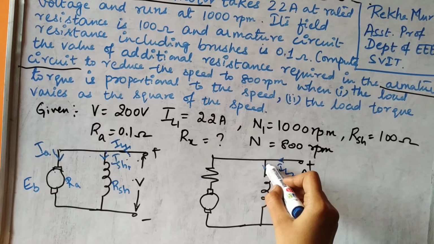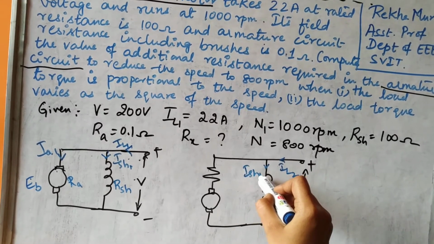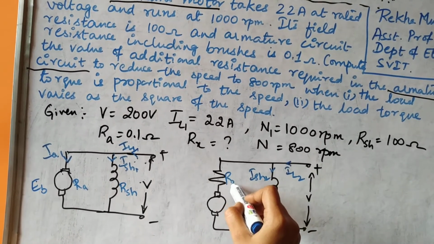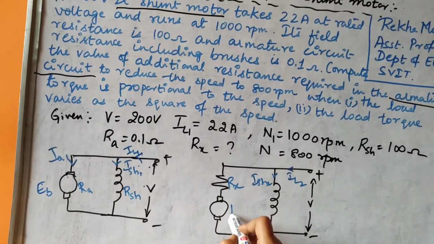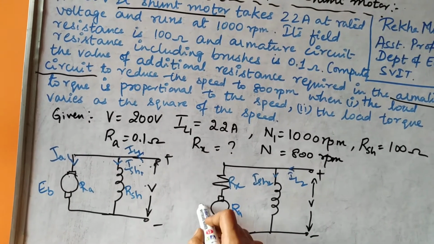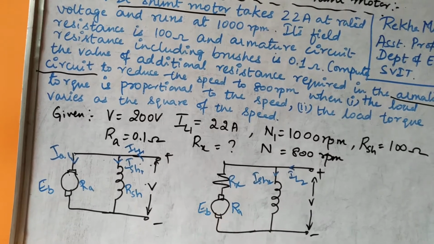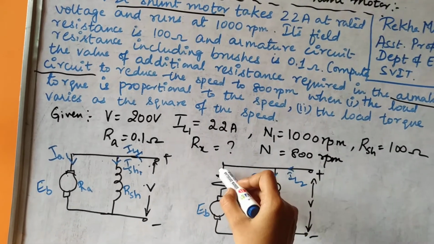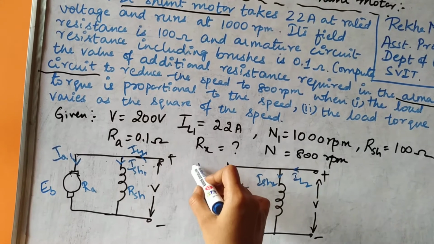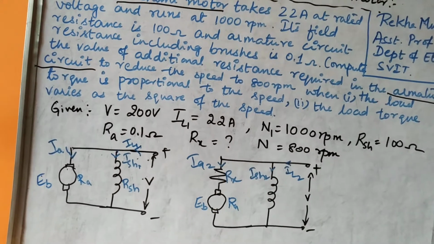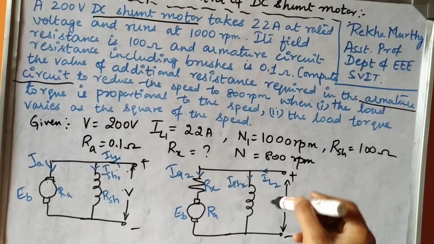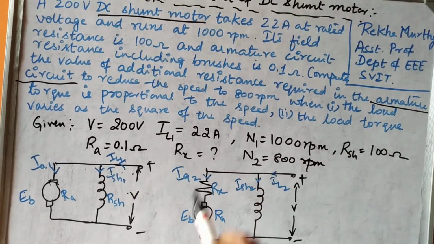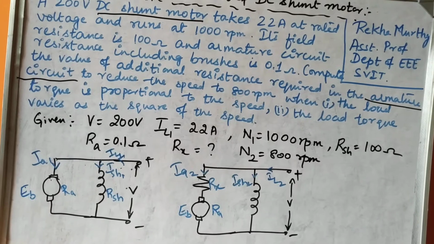This will be I shunt 2, and this is the Rx which we have to find out, which is in series with the armature, and the armature resistance is RA and the back EMF EB. The current which will flow through this will be IA2. For this, the speed is reduced to N2, that is 800 rpm.